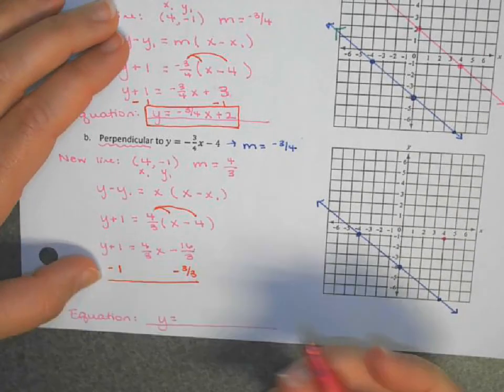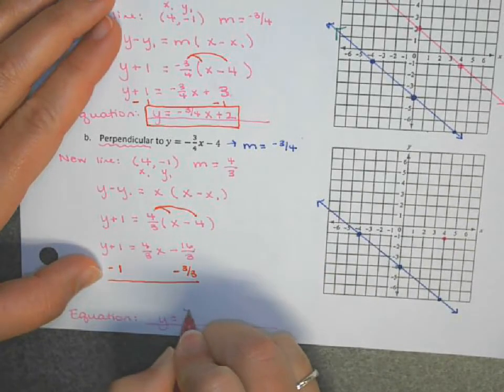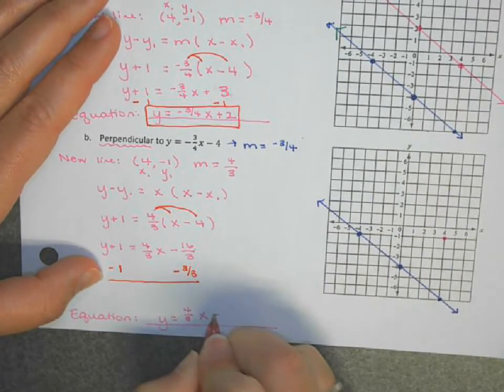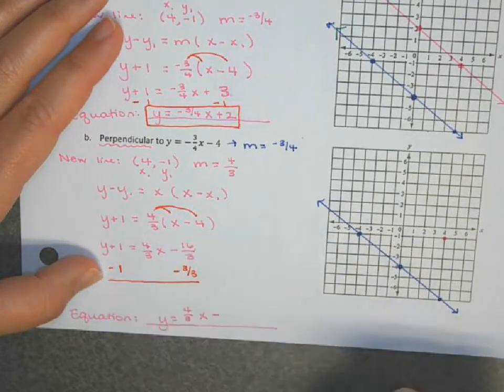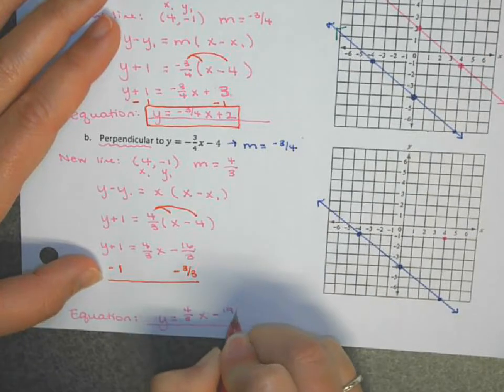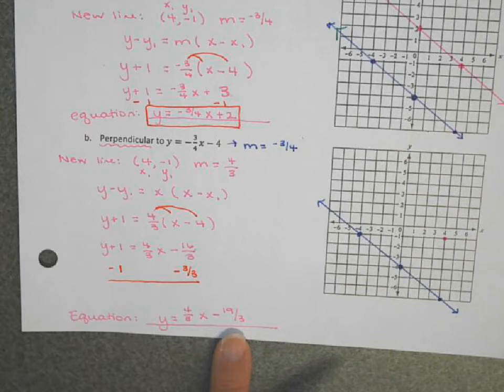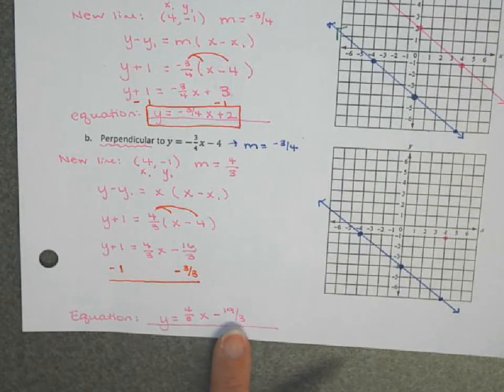So I'll have y alone on the left equals 4/3 times x minus negative 16 minus 3 is going to be negative 19/3. Okay, now that's going to be pretty tricky to graph because 0, negative 19/3 is going to be a tricky one to graph. However, what point does this line have to go through? What point did they give you?